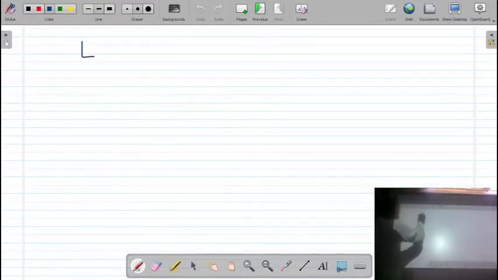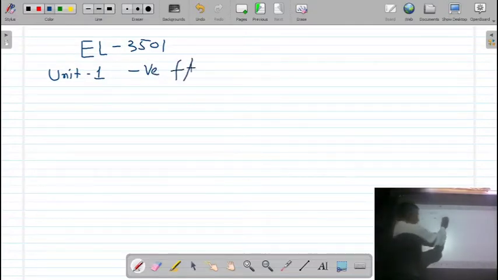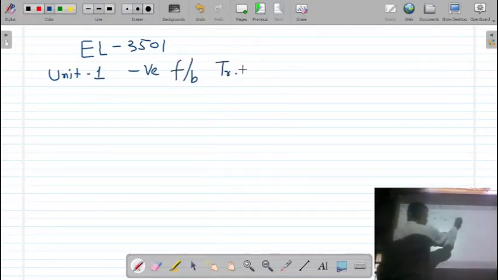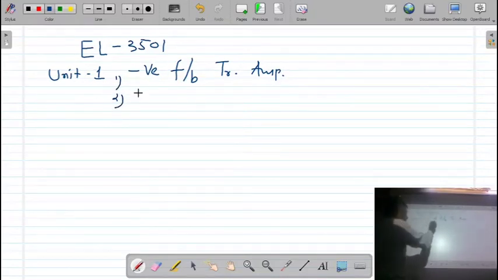So, in EL 3501, Unit 1 is the negative feedback transistor amplifier we have to study. And the second topic, we will study the oscillator circuit.